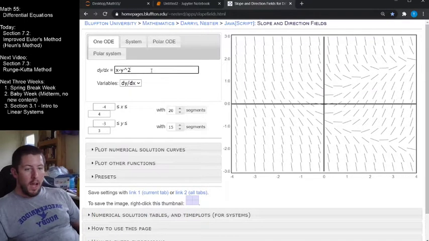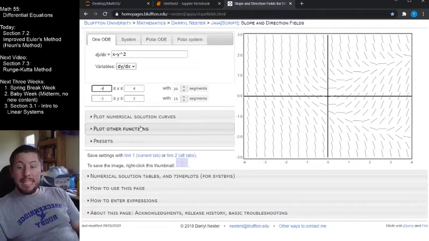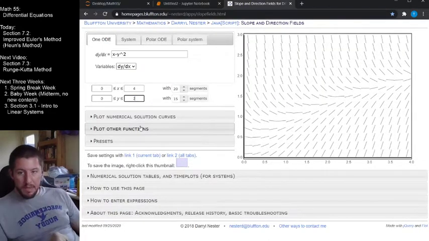And importantly, I would like to change my bounds here. Oh gosh, it's doing this, like, gross. Okay, weird. I've got to change my screen size for that. I want to get exactly the same bounds, so I'm going to go from 0 to 4 and then from 0 to 2 to exactly mimic the bounds.